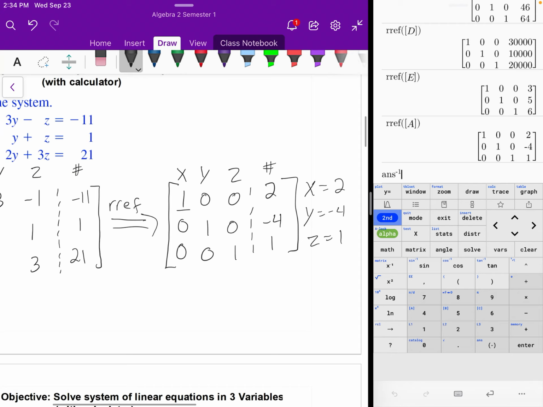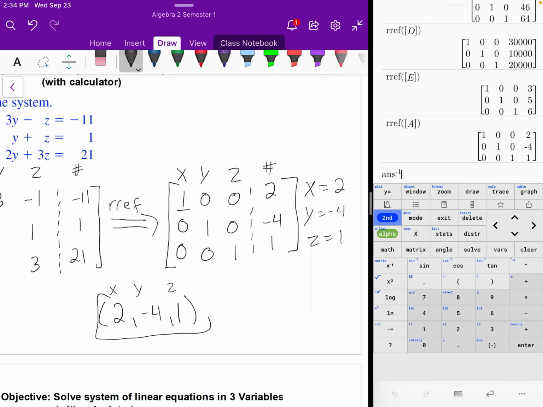Now, don't stop there, because just like when we did a system of two equations, we wrote the answers as an ordered pair. When we do a system of three equations, we need to write it as an ordered triple: x, y, z.